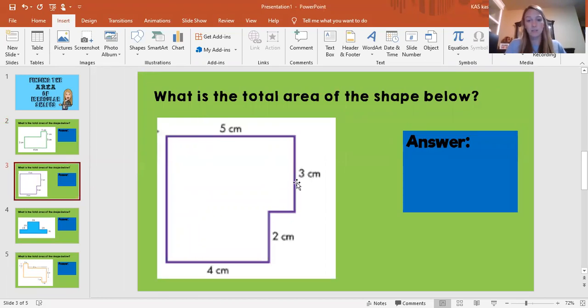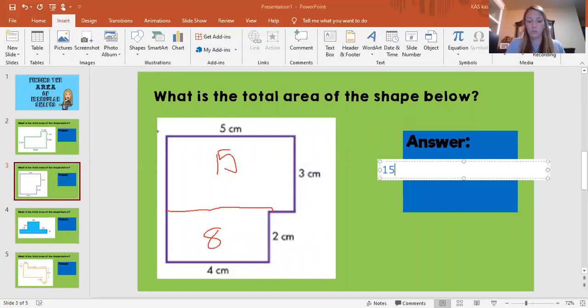This one's easy because you really look for your length and your width, but we don't really have any extra numbers here. If I just split it horizontally here, I have length times width, 5 times 3, that's 15. And then I have 4 times 2, and that is 8. And then you just need to add 15 plus 8 for your total.